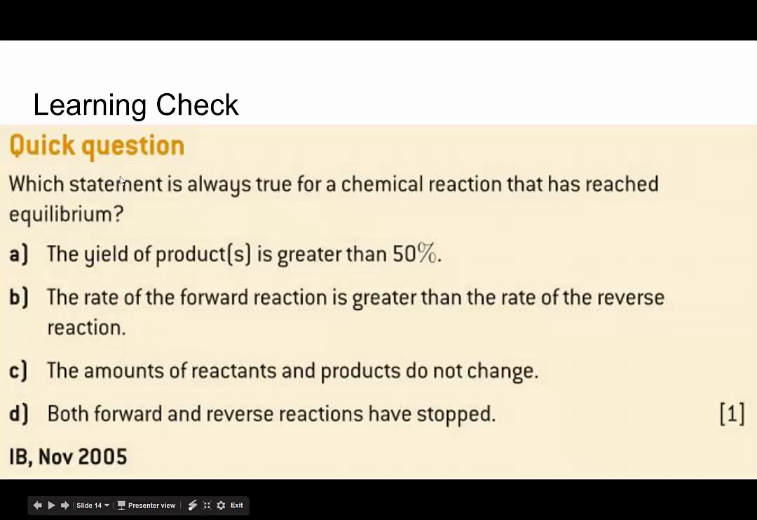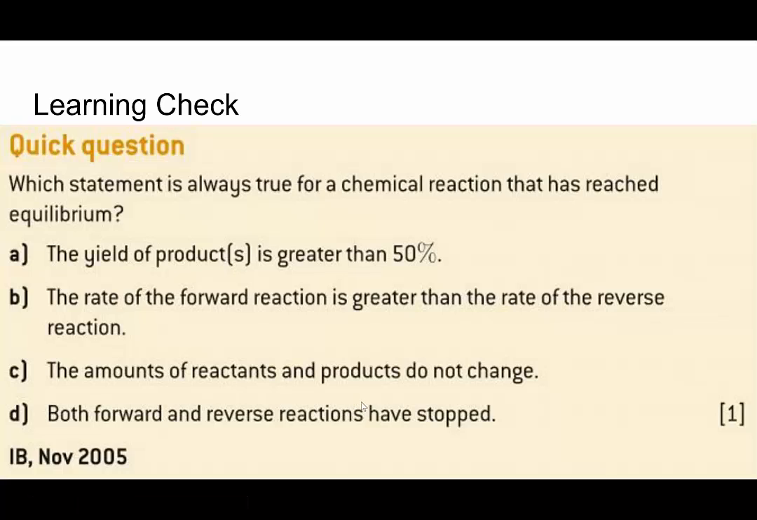Okay, the next learning check, which statement is always true? Pause the video for a second. The answer is C. So the yield doesn't necessarily mean that it's going to be greater than 50%. The rate of the forward reaction doesn't necessarily have to be bigger than the reverse reaction. The concentration or the amount of reactant and product do not change. Forward and reverse reactions will not stop.